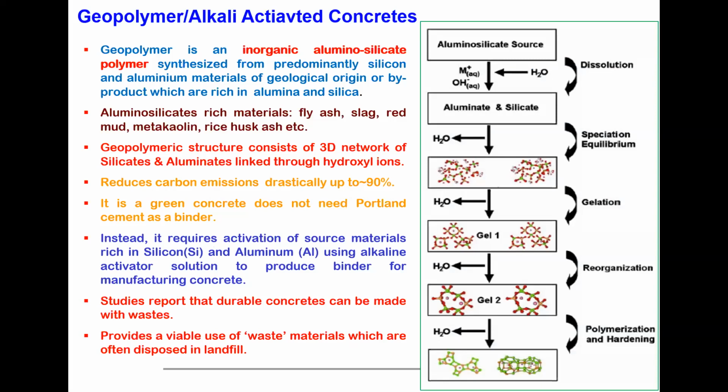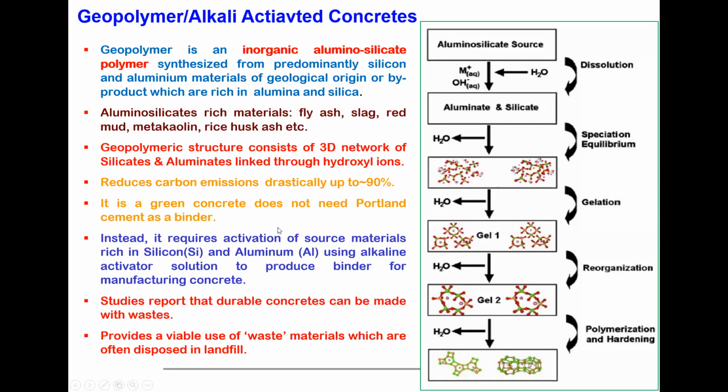I don't need to re-emphasize geopolymer or alkali activation. These are said to be green materials, and alkali activation or geopolymerization is possible for those waste materials which are rich in silicates and aluminates, for example fly ash, slag, red mud, metakaolin, rice husk ash, etc. Here, geopolymerization or alkali activation involves the activation of waste materials with alkali solutions like sodium hydroxide or sodium silicate. But you need to fix the concentration or molarity of the sodium hydroxide and the ratio of sodium silicate to sodium hydroxide.